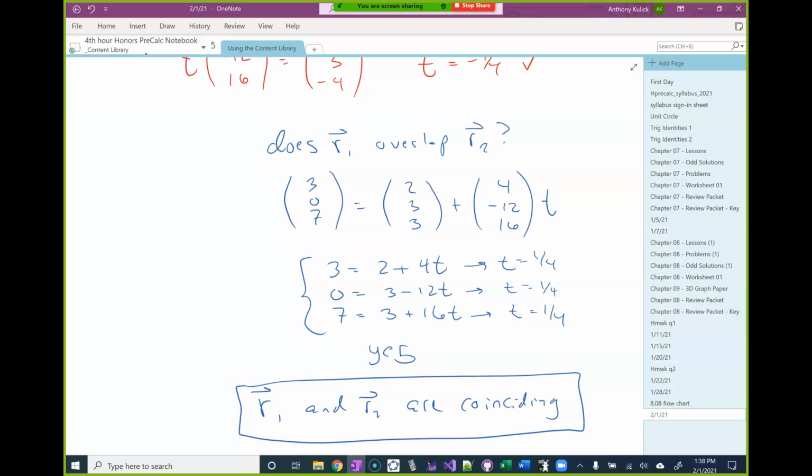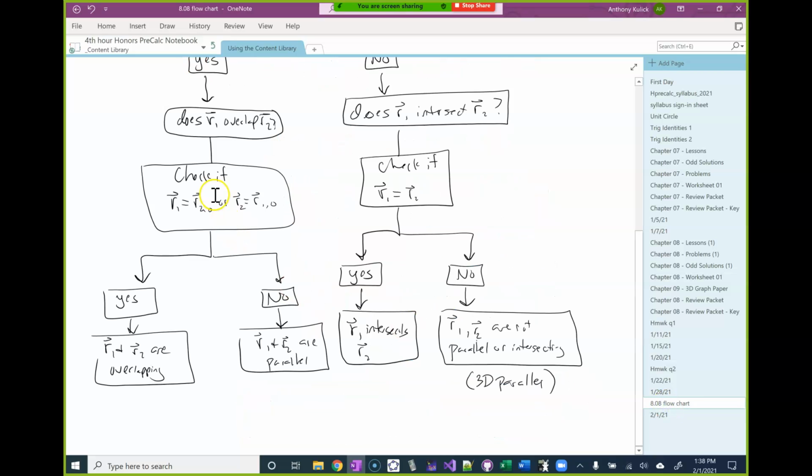Yes? What would the equation define if it overlap? So I check to see if the R1 can equal the point vector from R2, or if R2 can equal the point vector from R1. Either way of doing it is fine. It doesn't matter which direction. That's what you needed? Yeah. Okay.